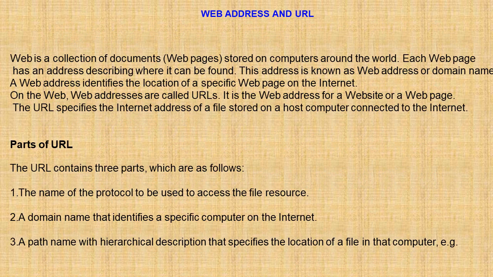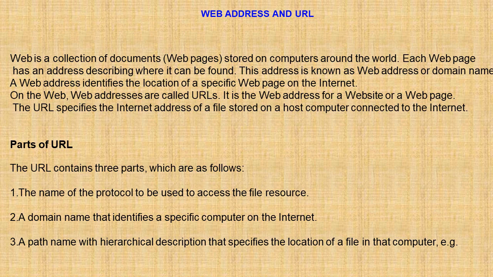Next is the web address and URL. As the web is a collection of various web pages that make our websites, each web page has a unique address, that is a web address. A web address identifies the location of any web page on the internet, and web addresses are called URLs. URL stands for Uniform Resource Locator. As the name indicates, it is uniform, meaning unique, and a resource locator, which is used to locate any resource. You can find any website or web page if you are well familiar with its web address. There are various parts of a URL.